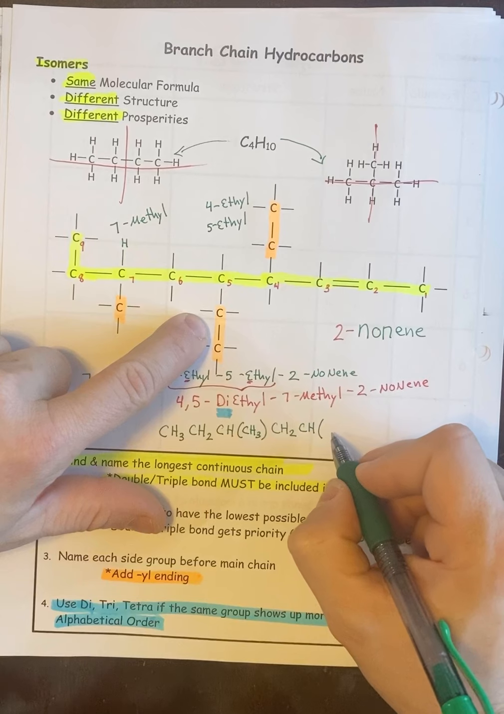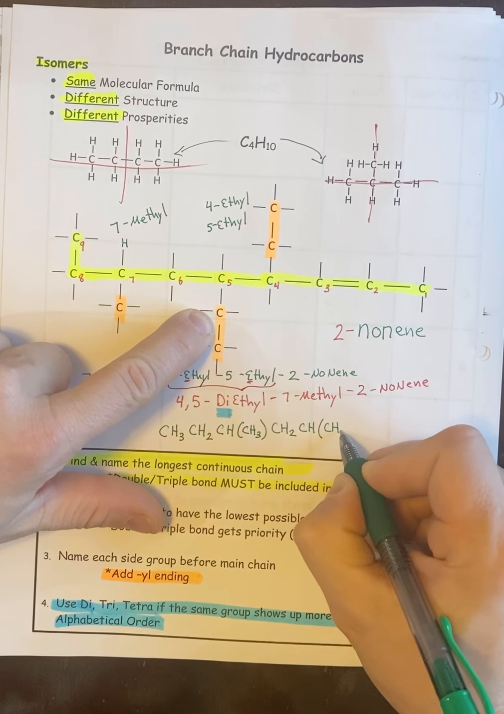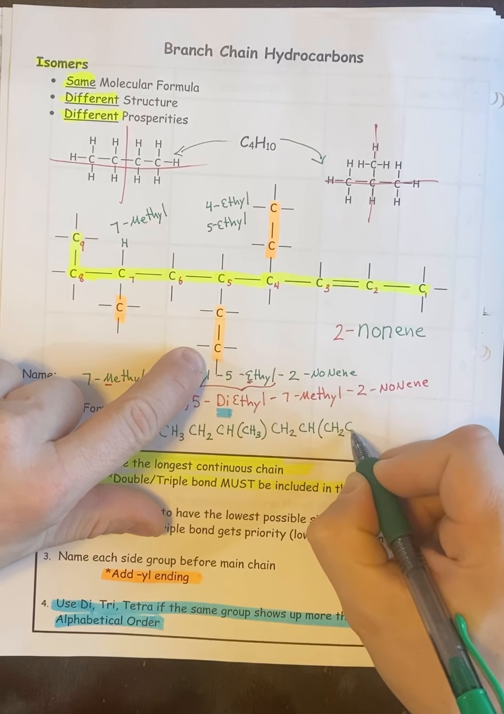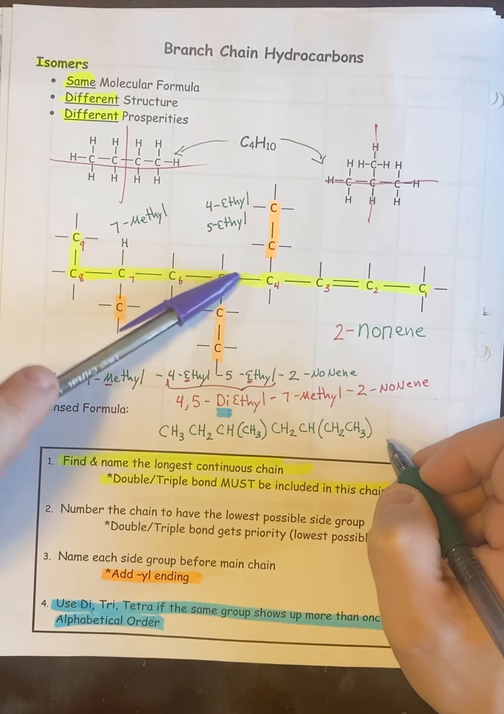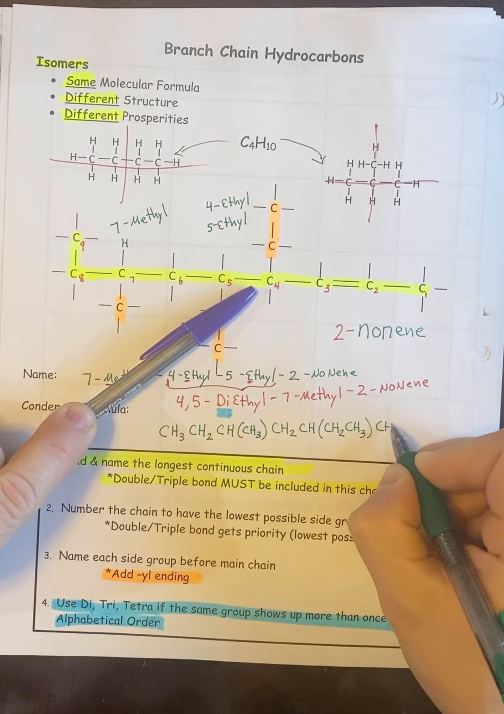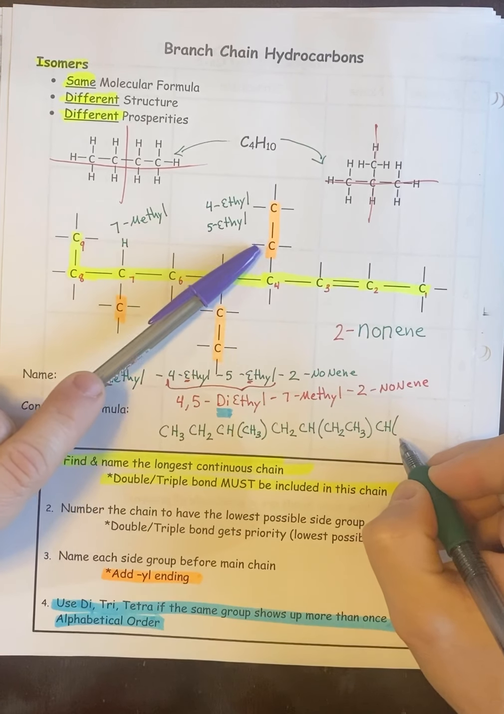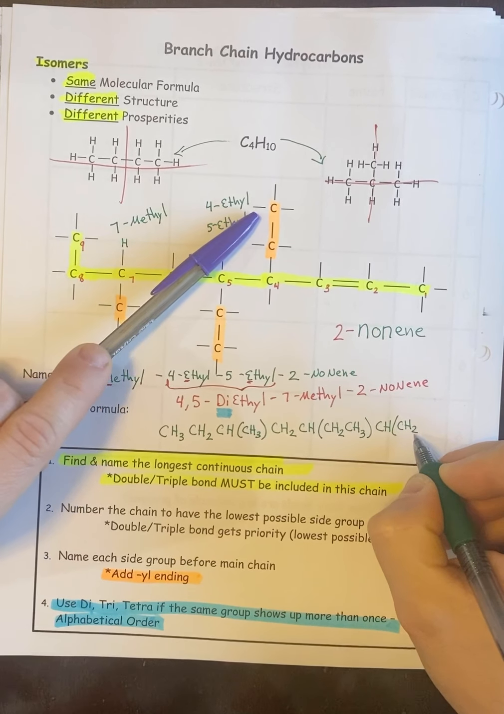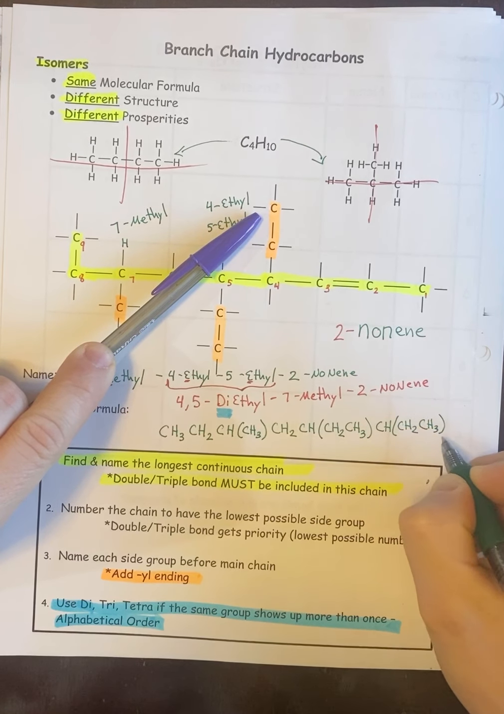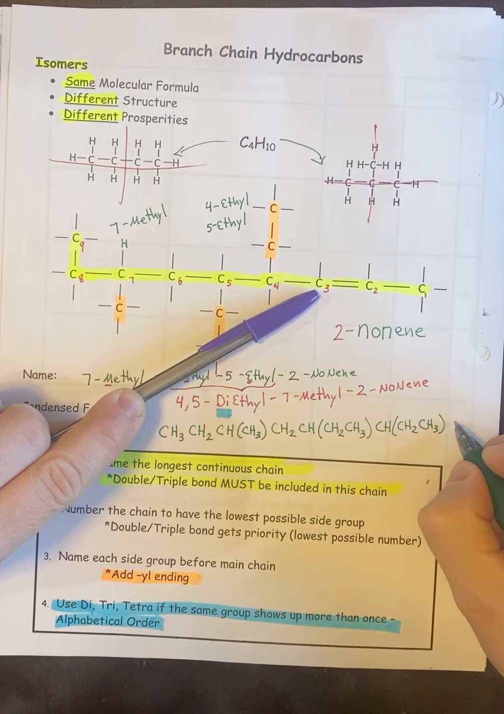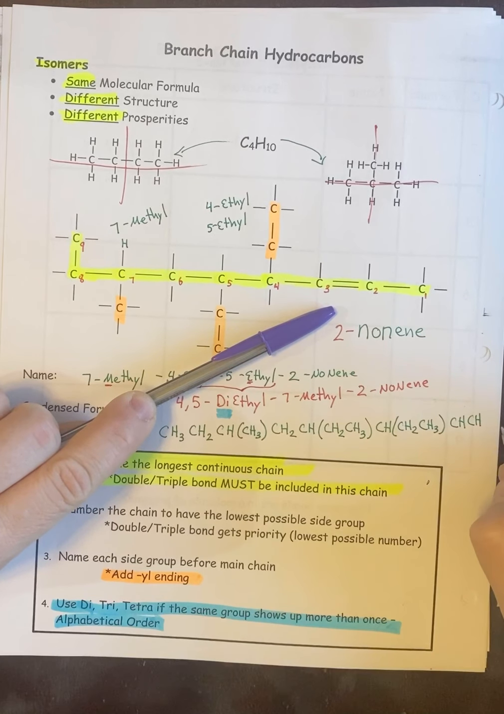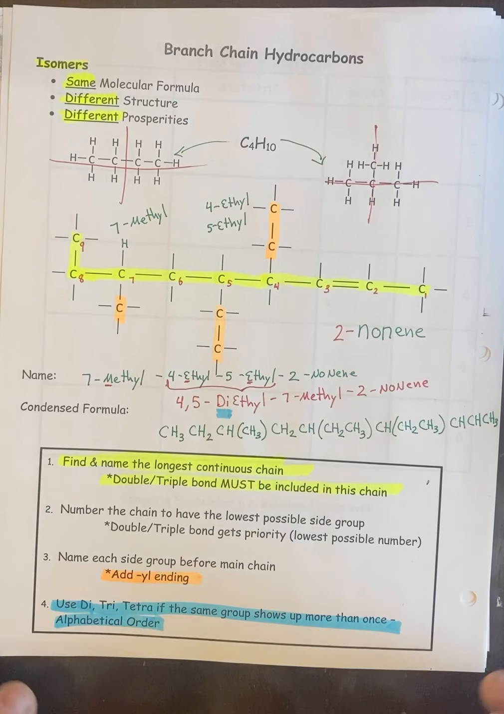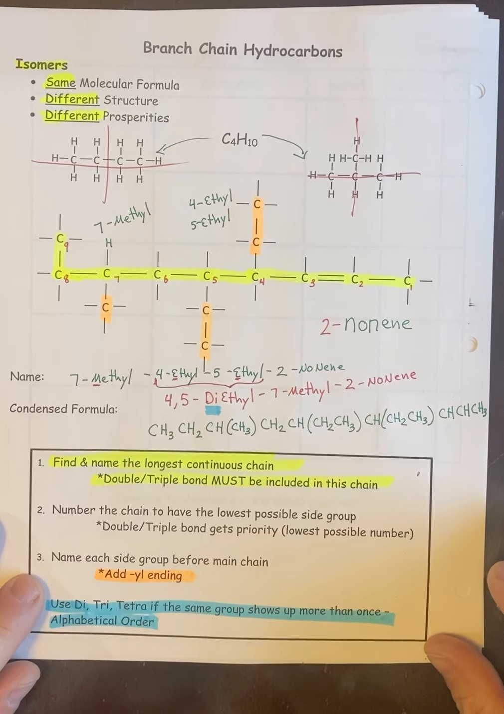Now I condense this one. This first carbon in the chain is a CH2. The second carbon in the chain is a CH3. Now I'm back to carbon 4, C with an H, and then parentheses, CH2, CH3. Then carbon 3 is just a C with one H, carbon 2, a C with one H, and carbon 1, CH3.